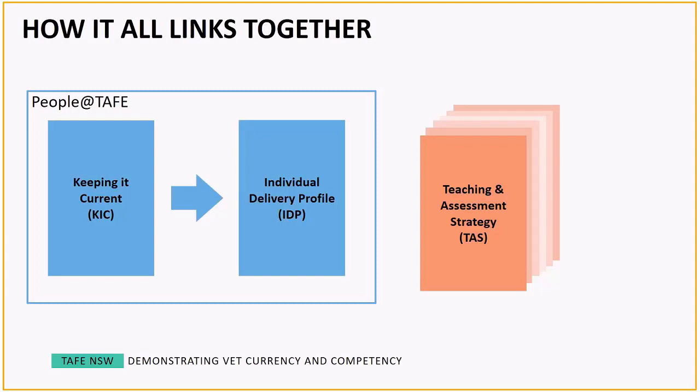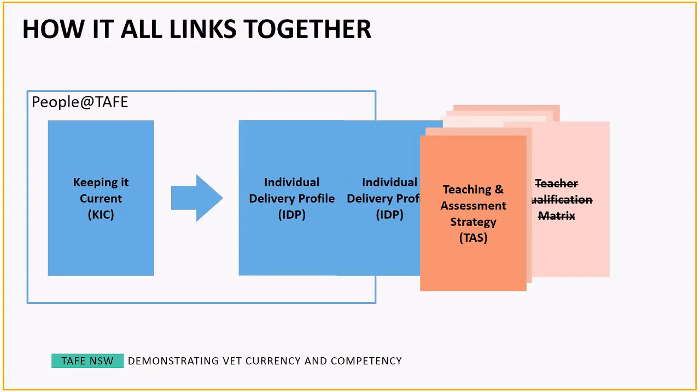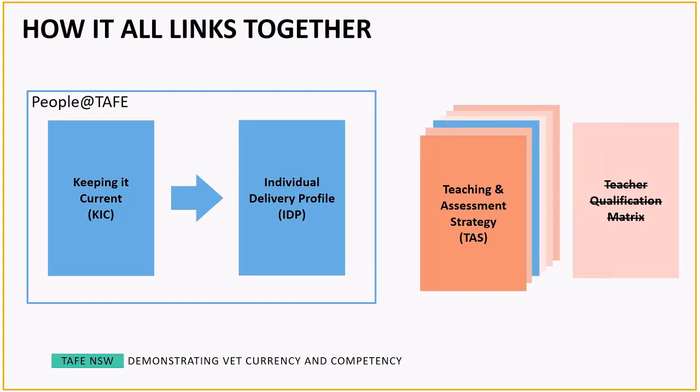So this is a bit of a visual of how it links together. You use the KIC form to get information into People at TAFE, and then you can use that within your IDP. And the IDP then replaces the teacher qualification matrix within the TAS.